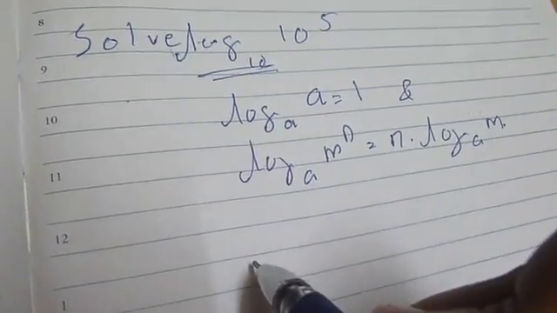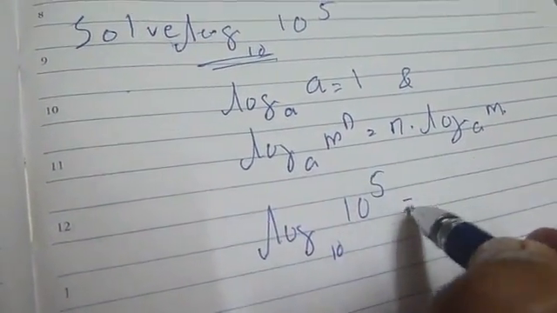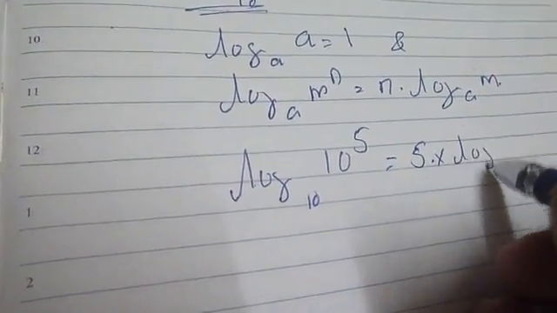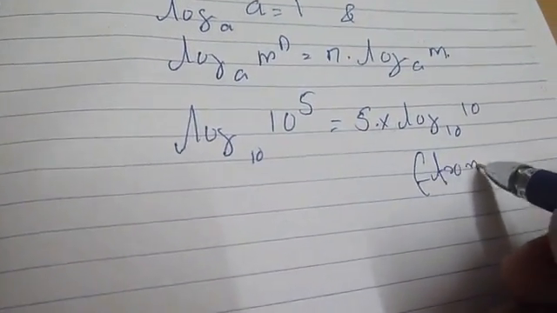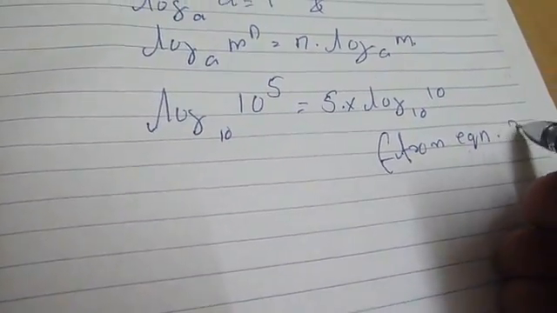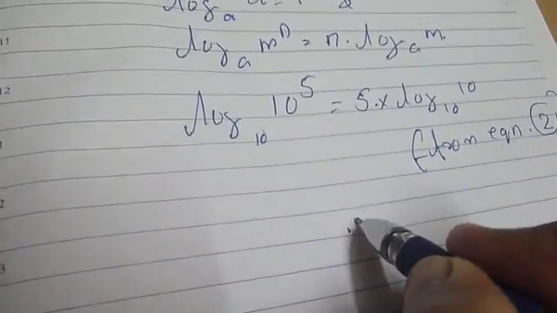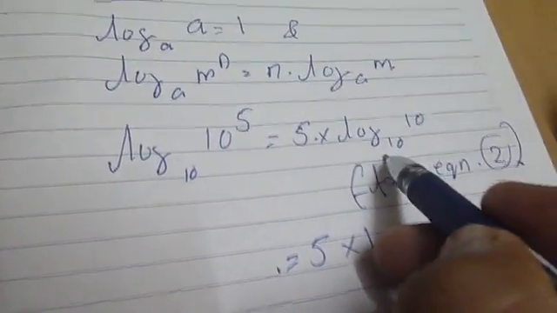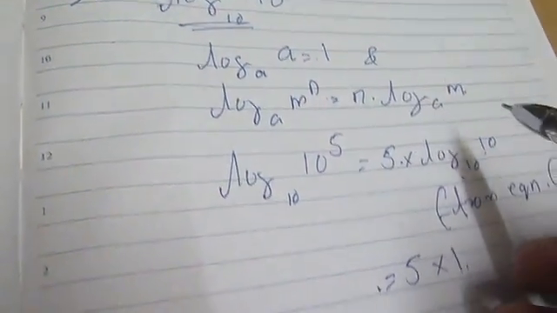Okay, so I am writing the question once again here. Log 10 to the base 10 raised to 5. This is equal to 5 into log 10 to the base 10. This is from equation number 2. So next is 5 into 1. Here log 10 to the base 10 will be equal to 1 as per equation number 1.